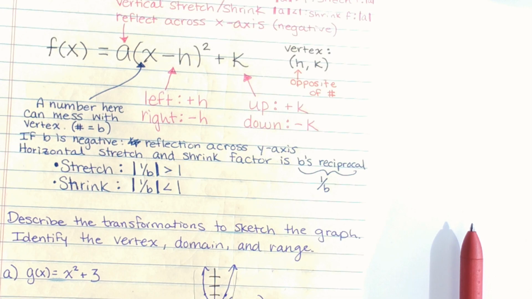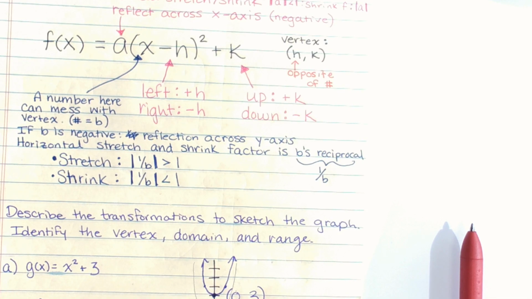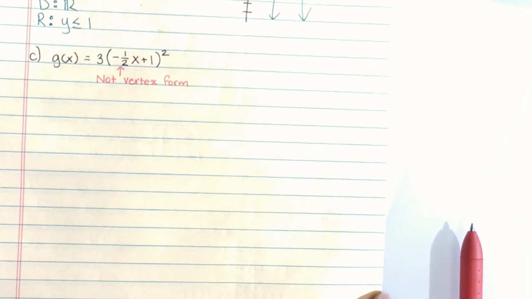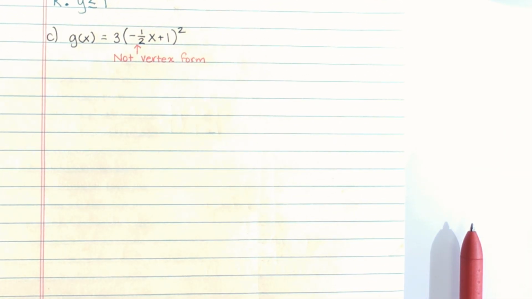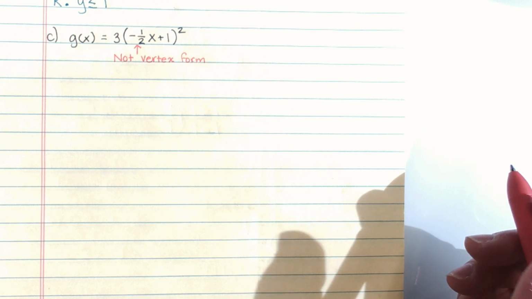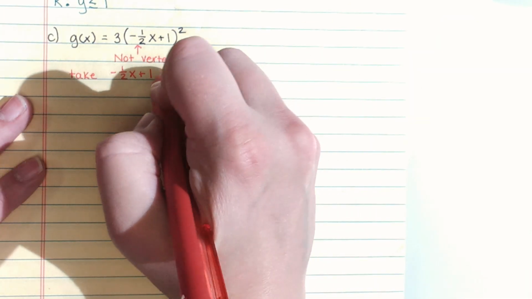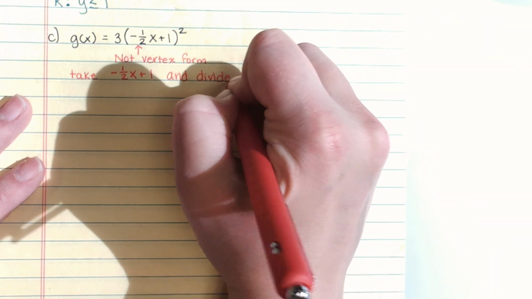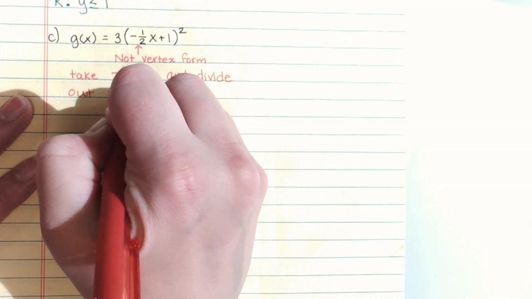Flipping over is an easy thing to look for. Stretches or shrinks, I'm not looking for anything fantastic. So, when you have something that's not in vertex form, you're actually better off finding the vertex first by modifying it to vertex form. What modifies it to vertex form is you take what's in the parentheses and divide out the b value.